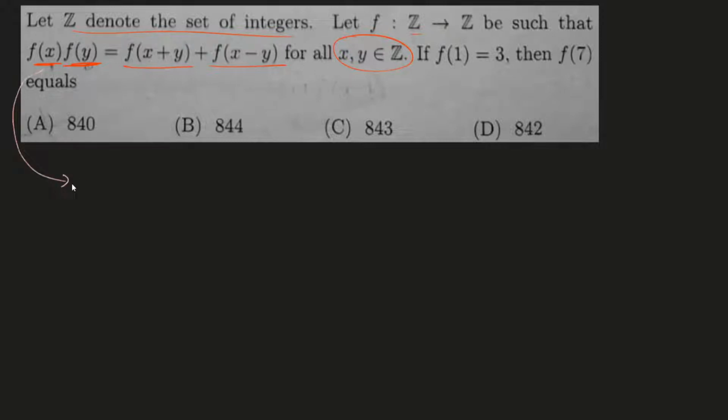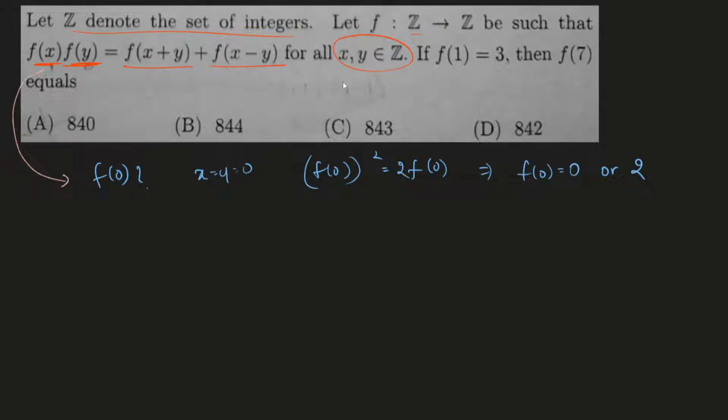Whenever you have a functional equation, you start by putting in trivial values. So what is f(0)? Let me choose a slightly different color, blue. One way to look for it is putting in x equals y equals 0. Then you have f(0) squared equals 2f(0). That means f(0) is equal to 0 or it is equal to 2.